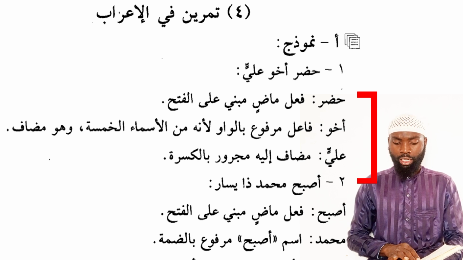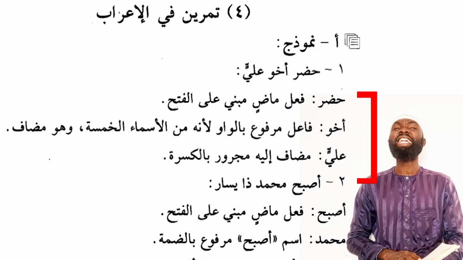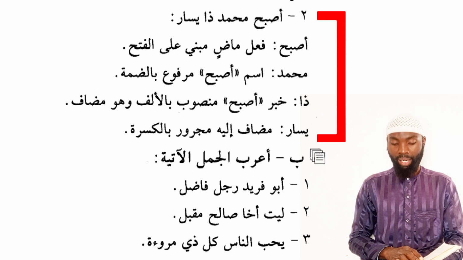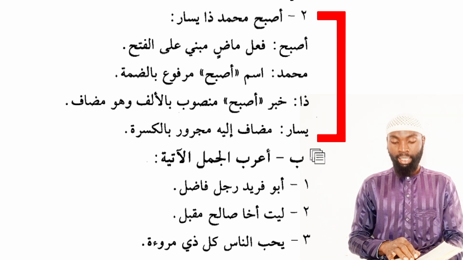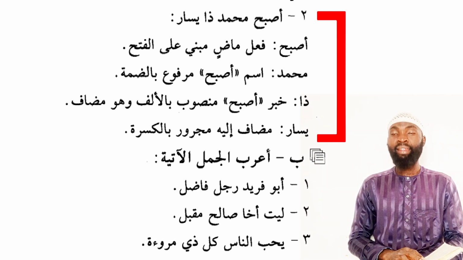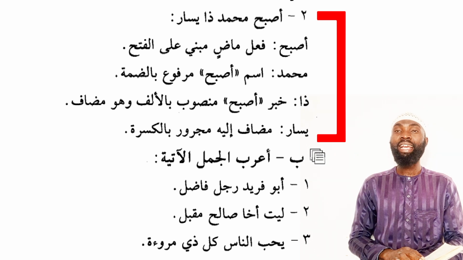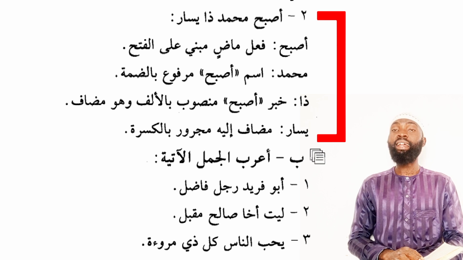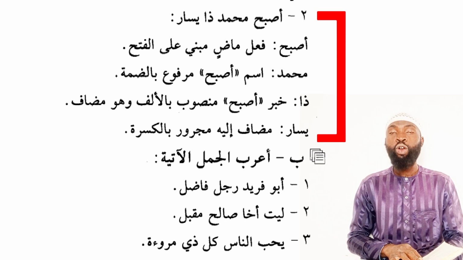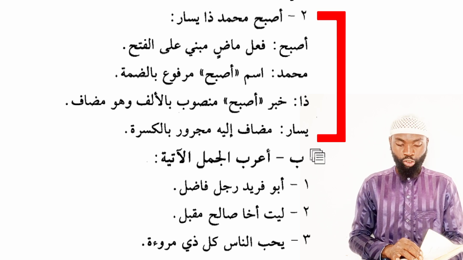ما شاء الله. Then number 2 we have أصبح محمد ذا يسار. Muhammad became wealthy. So أصبح is فعل ماضي ناقص. Then we have محمد. Okay, أصبح is فعل ماضي ناقص ما شاء الله. Then محمد is اسم أصبح مرفوع. Can you see the ذا here? Okay, Muhammadun is what? It's not a fa'il, it's ismu asbaha. MashaAllah. Then the ذا is what? Khabaru asbaha mansub wa alamat nasbihi al-alif li'annahu min asma'il khamsa wa huwa mudafu wa yasari mudafu ilayhi majrur.